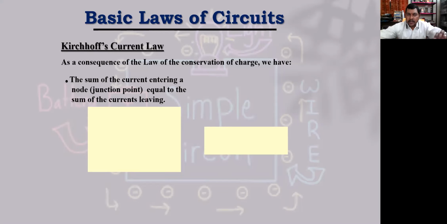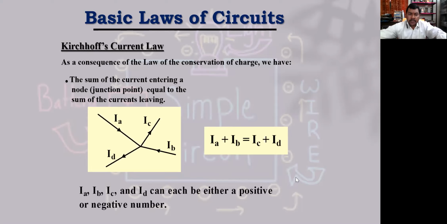So remember this, at a point, the number of currents reaching there and the number of currents leaving from that node should be the same, are equal, right? For example, if you are seeing this diagram, IA is entering this node, IC is leaving this node, ID is also leaving this node, and IB is also entering this node, right? So these arrows show the flow of current, right?